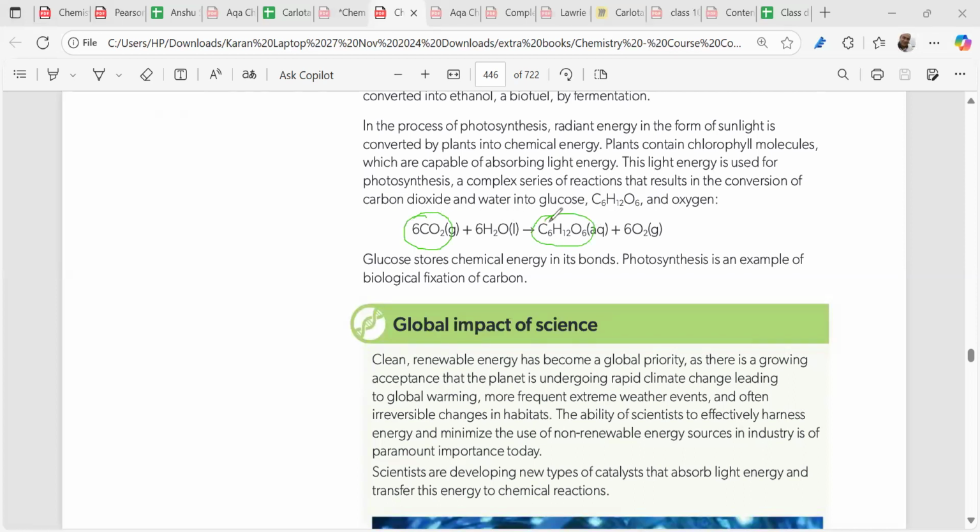We get glucose. Now, this glucose can be stored in many forms, right? It can be stored in the form of potatoes, it can be stored in the form of rice, it can be stored in the form of corn. So many ways this can be stored.